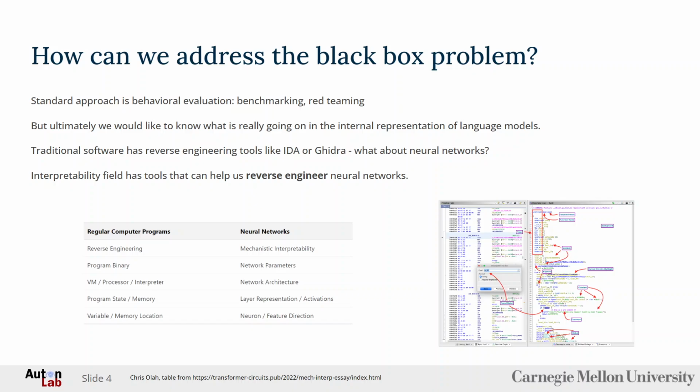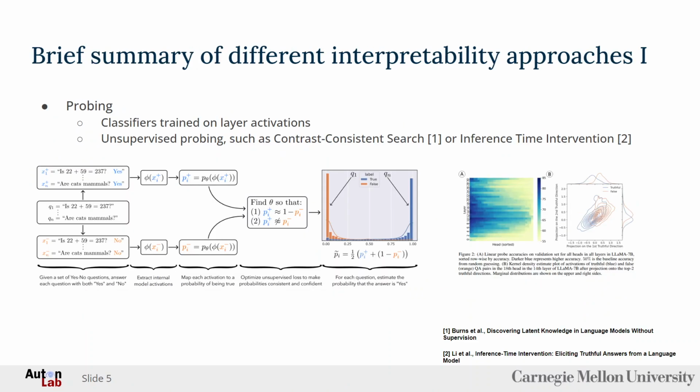But the interpretability field could actually help us reverse engineer neural networks. There's this loose analogy between computer programs and reverse engineering them, and applying mechanistic interpretability to neural networks. A program binary is basically network weights, a virtual machine is a network's architecture, and memory and variables are activations and neurons inside the neural network.